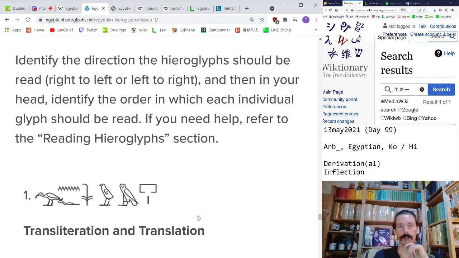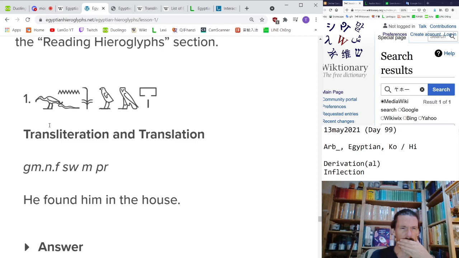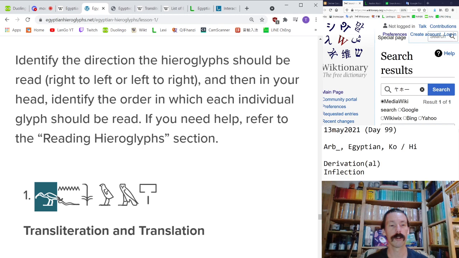Identify the direction of the hieroglyph. The hieroglyph should be read right to left, or left to right. Then, in your head, identify the order in which each individual glyph should be read. Let's see if you can read it before you look at the transliteration, or you can follow along with the transliteration.